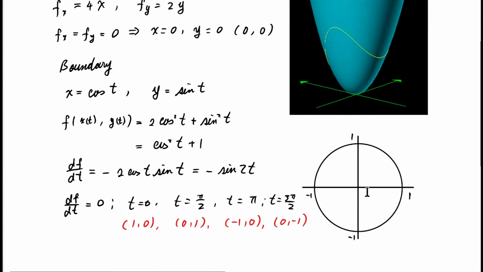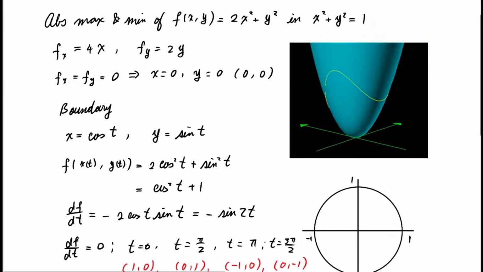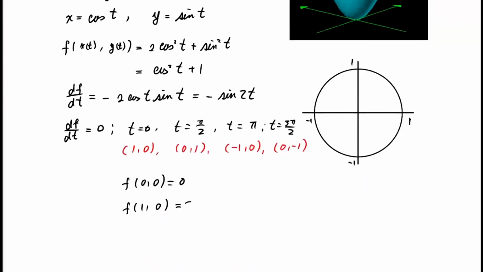Good. Any question before I move on? So we evaluate this function at all of our candidates. So we have f of 0, 0, which will of course give us 0, and f of 1, 0, and that gives us from here 2, right?